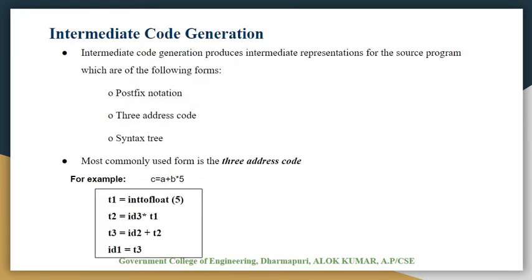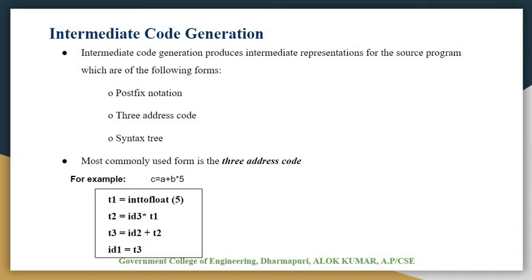Now the next phase is intermediate code generation. Intermediate code generation produces intermediate representations for the source program, which are of the following forms. First is postfix notation, next is three address code, and next is syntax tree. All these we will see in full in further units, but here the most commonly used form is three address code. Suppose we are taking one example, C equals A plus B into 5.